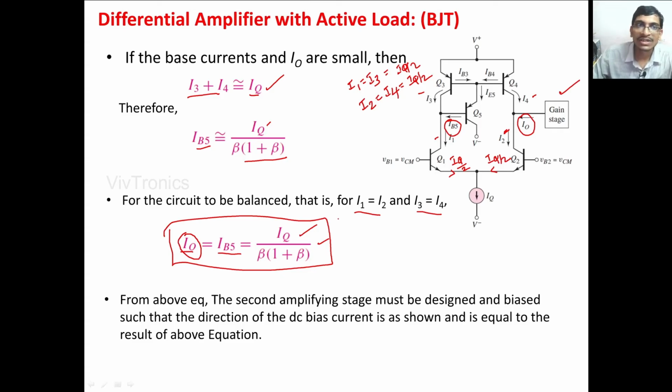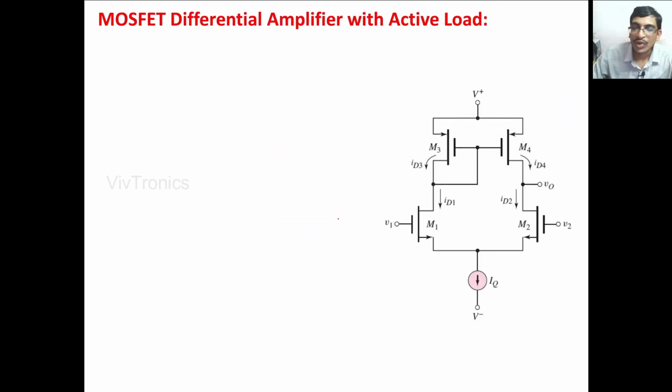This is about the differential amplifier with an active load for the BJT. Next, we are going to see the differential amplifier with an active load for MOSFET. We know this is a MOSFET differential amplifier circuit. In this one, M1 and M2 form the differential amplifier configuration, and M3 and M4 act as active loads for this differential amplifier circuit.